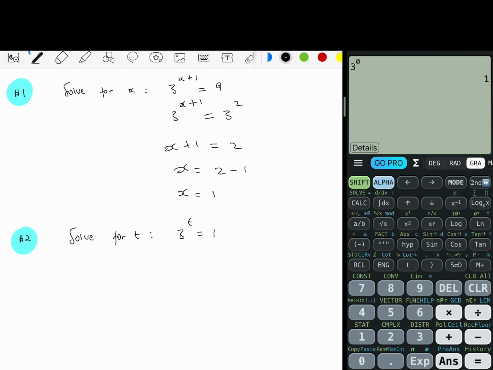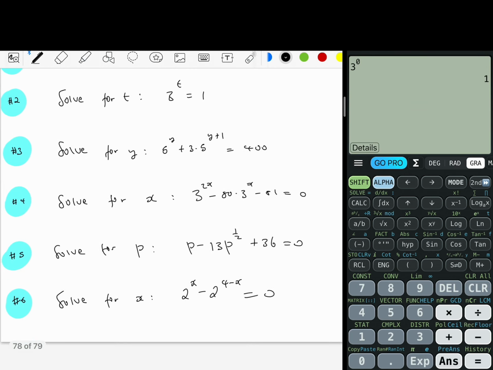Question 2, solve for t, where 3 power t is equal to 1. Here you're going to use the rules of exponents. The rule says if bases are the same, you can equate the exponents. So we need to make sure this base and this base are the same. We know, by the way, that 3 power 0 is equal to 1. So 3 power t and 3 power 0 are equal. Now the bases are the same, therefore you can equate the exponents. t is equal to 0. Easy. Right, let's go to another question.